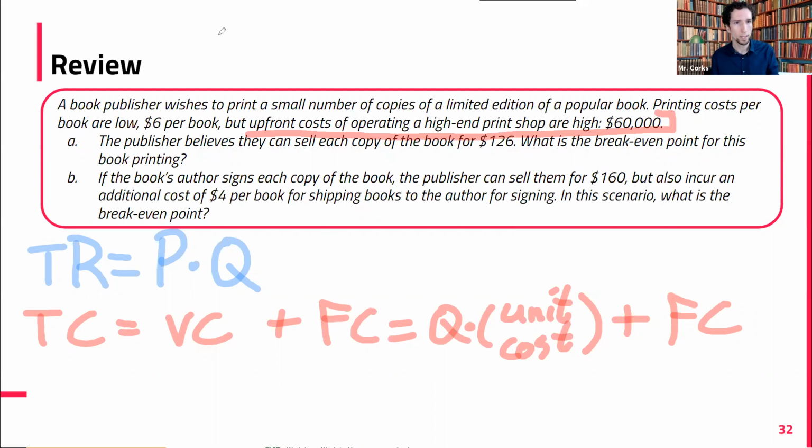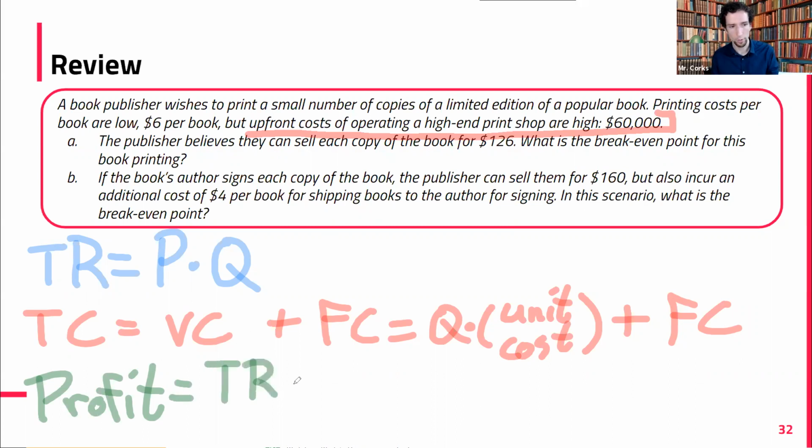All right, and then profit is what? TR minus TC. Right, total revenue minus total cost. Okay, and that's just how we determine our profit.